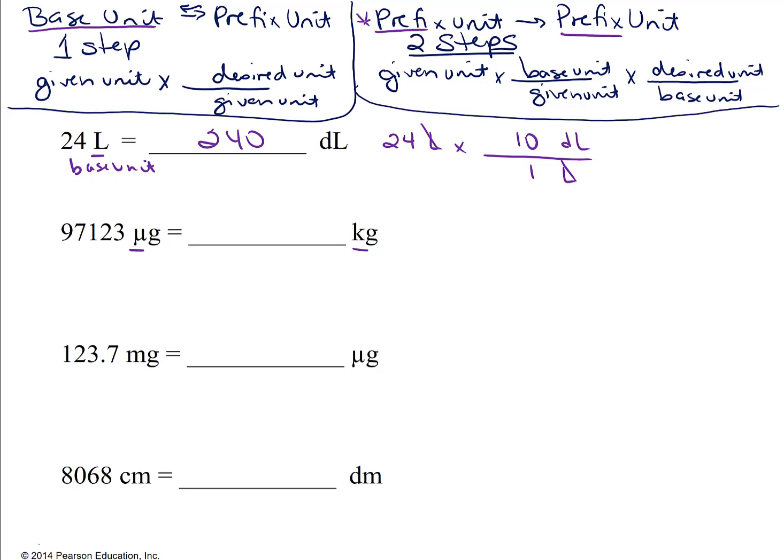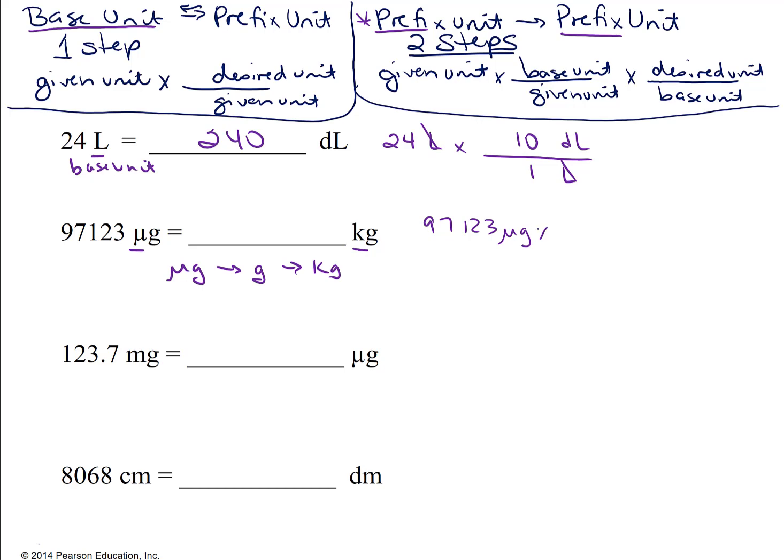This one, on the other hand, micro and kilo, this is a 2-step process because both of the units have prefixes. Doesn't matter, we're just going to go to grams in between, then to kilograms. It's not any more difficult. It's just a second step that you have to do. So think of the arrows. Each arrow represents a step.